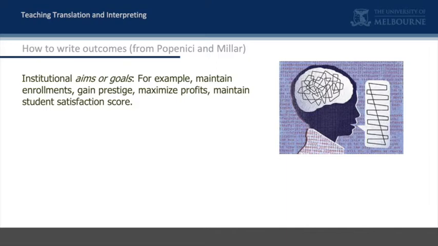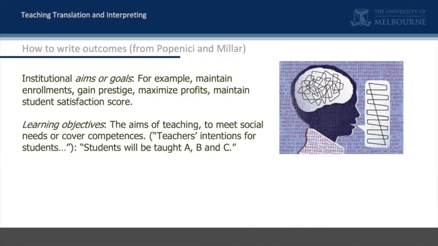Now, I turn to Papanichi Miller, the document we have from our Faculty of Education. They make it very clear that there's a difference between aims or goals, what you want to achieve with a particular master course or subject, or even lesson, and then the learning objectives, which are the teacher's intentions for students.